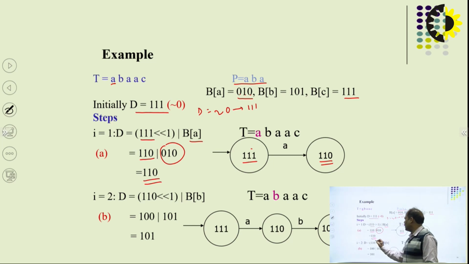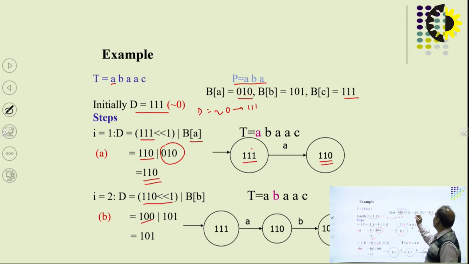Same thing here, next we are getting B. So 110 you shift by 1, and this becomes 100, OR B of B, which is 101. So this is 101, take the bitwise OR of this, and we will see that this is 101.